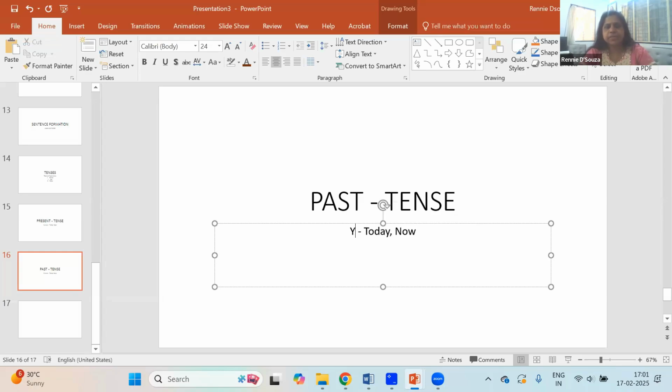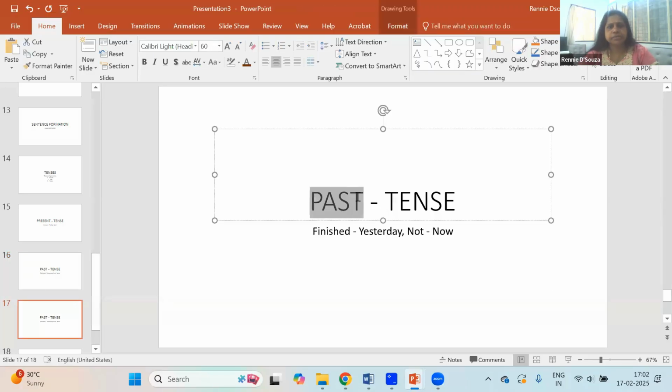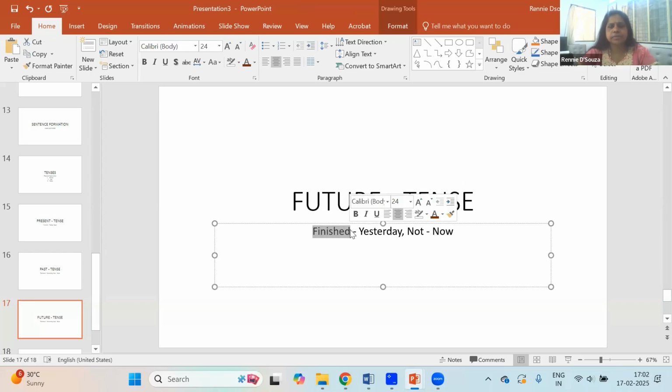Now let us see the next one, that is past tense. Past tense is yesterday, which is almost finished. Past tense is finished and that is yesterday. And it is not now. That means now will be present tense, right? So it is not now. That is something finished. And maybe we can tell it as yesterday.